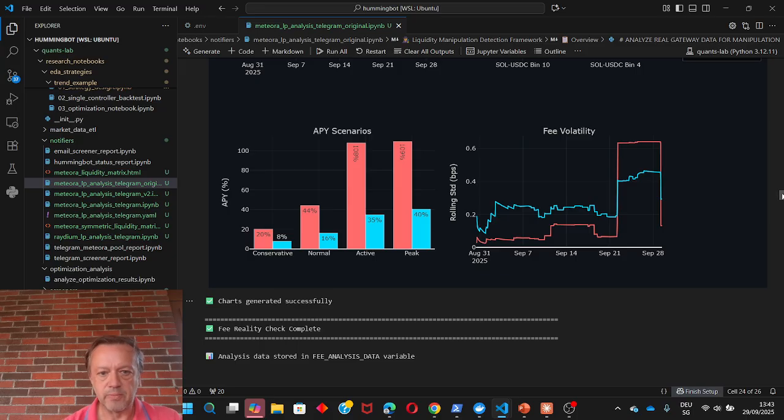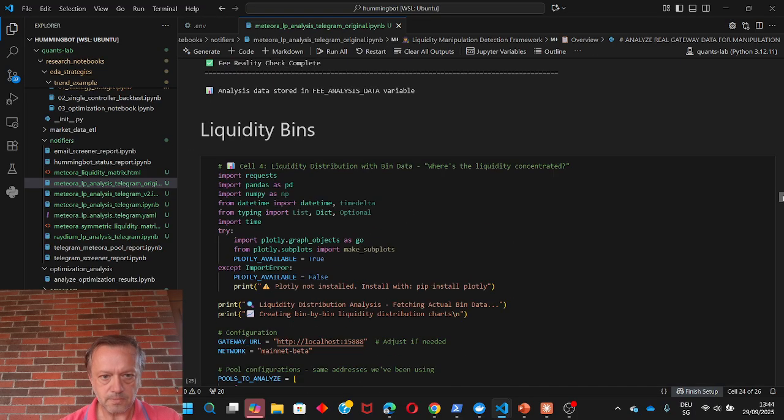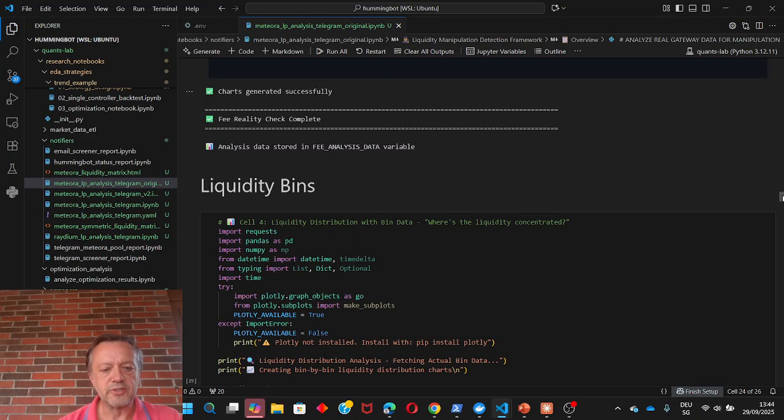And again, we plot different APY scenarios and also the volatility of the fee, as we can see in the last few days, as the volatility in the market has picked up. The volatility of the fees has followed suit. This is probably the most interesting part.